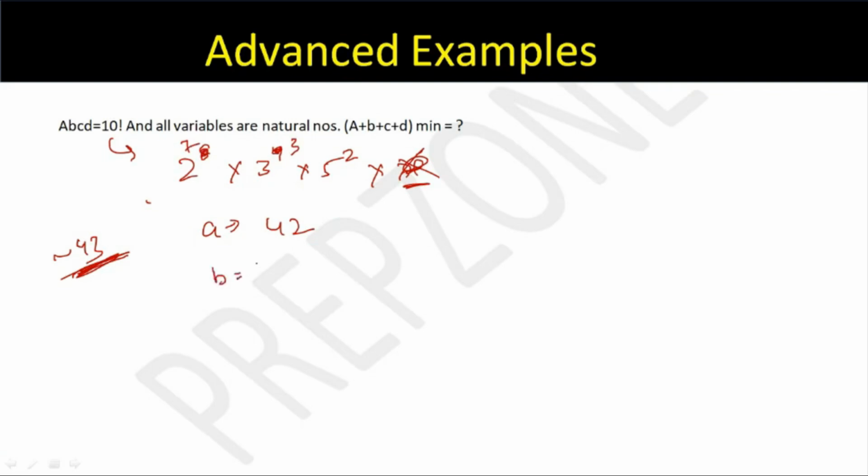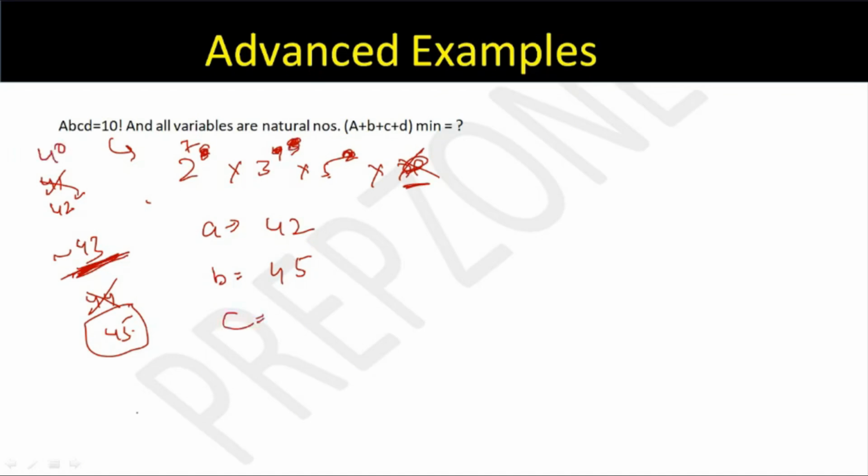Now tell me what is the next closest value to 43. Of course, 44 can't be there because you don't have 11. 42 is taken. 41 is a prime number, can't be there. 45, can you take it? For 45 you just need 9 and 5. So one variable will be 45. If you take 45, one 5 is gone, two 3s are gone. So now only this much is left. So 45 is done.